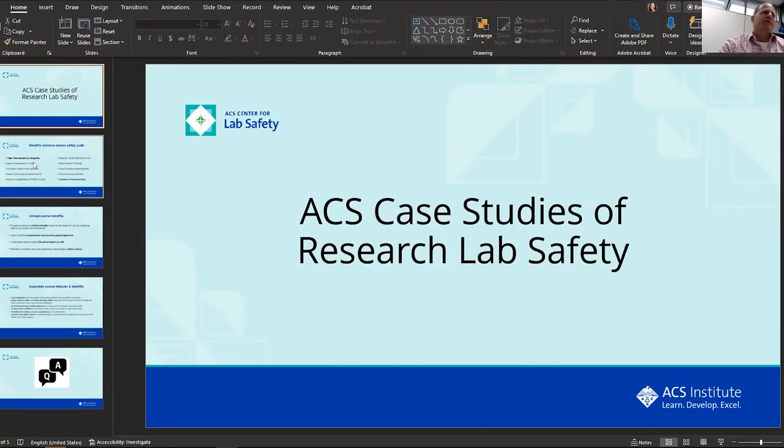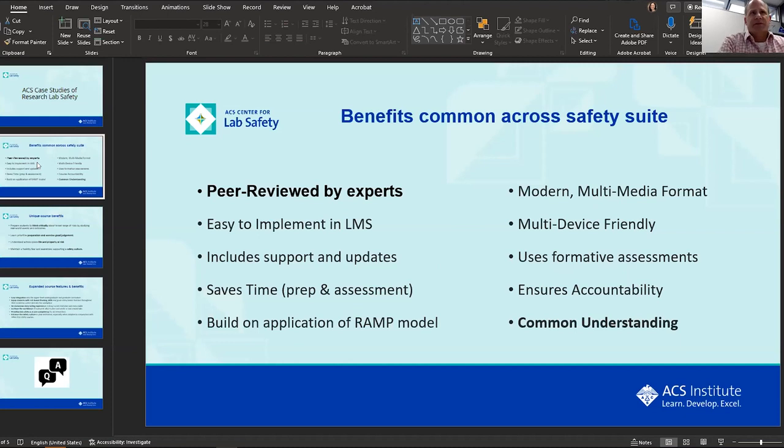What I wanted to do is review some of the common benefits across the entire safety suite. This particular product is no exception. It is peer-reviewed by experts who've experienced these problems in real life. It's easy to implement in your learning management system and includes both support and continuous updates as we review and improve the program. It's designed to save time both in preparation of students and your curriculum, as well as assessment and tracking of their behavior, whether or not they've completed the course.